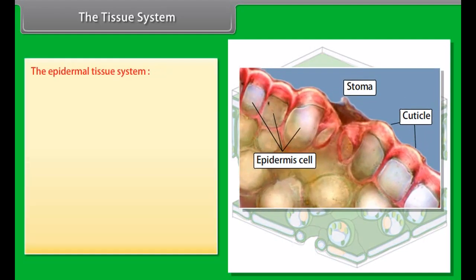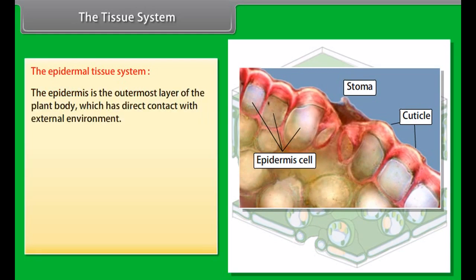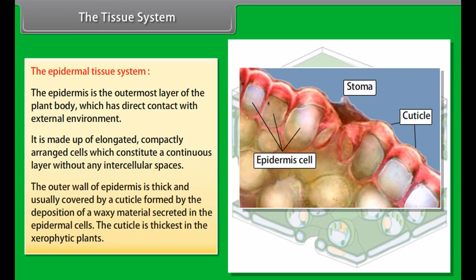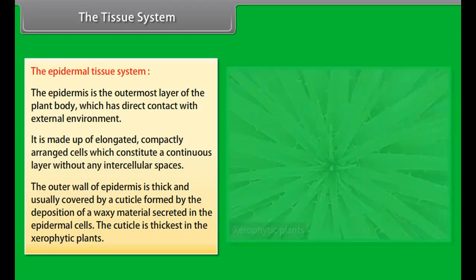The epidermal tissue system. The epidermis is the outermost layer of the plant body, which has direct contact with the external environment. It is made up of elongated, compactly arranged cells which constitute a continuous layer without any intercellular spaces. The outer wall of epidermis is thick and usually covered by a cuticle formed by the deposition of a waxy material secreted by the epidermal cells. The cuticle is thickest in xerophytic plants.